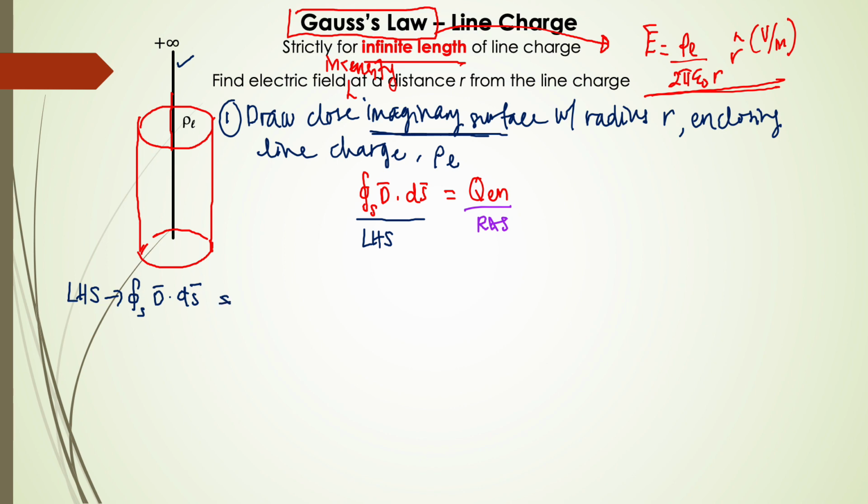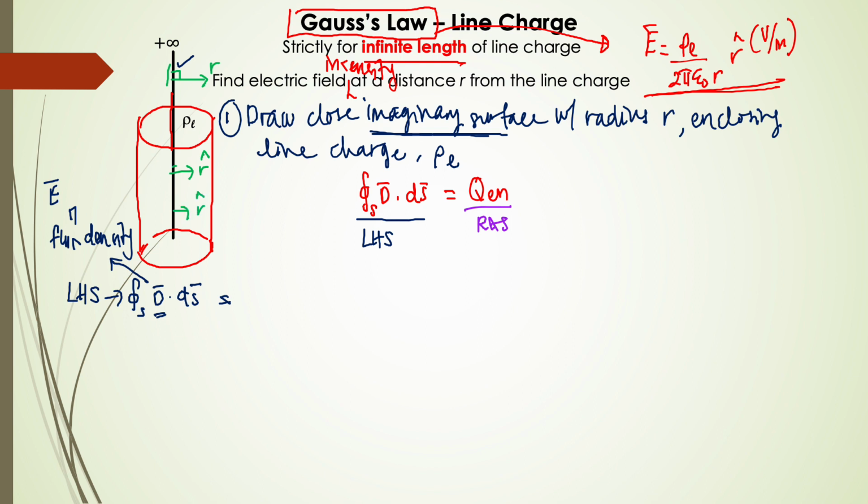D is the direction of the flux density. So what is the direction of our flux density now? The direction of flux density is equal to the direction of electric field intensity, right? So we know based on our experience, the electric field intensity for this line charge is in R direction. So it must be in R direction.